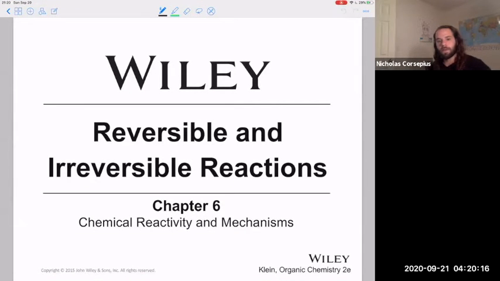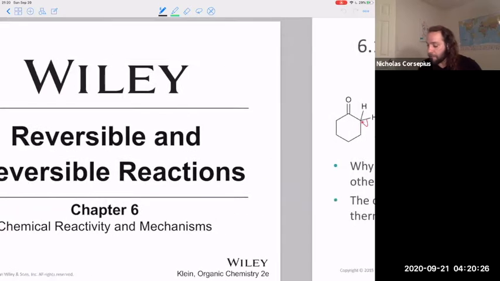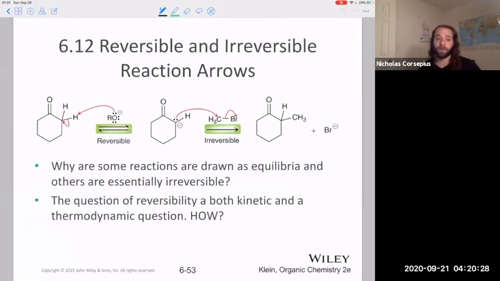Okay, so the last thing we're going to do to close out this chapter talking about reaction mechanisms is to talk about the arrows that we use in our reaction mechanisms, okay? They have meaning in terms of reversibility or irreversibility. So let's just look at an example here.